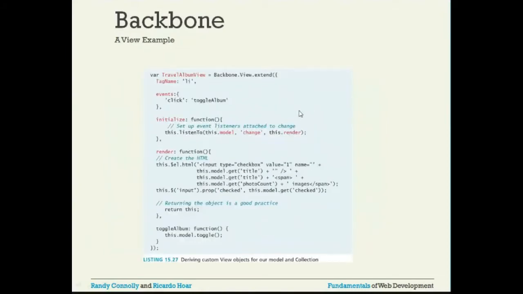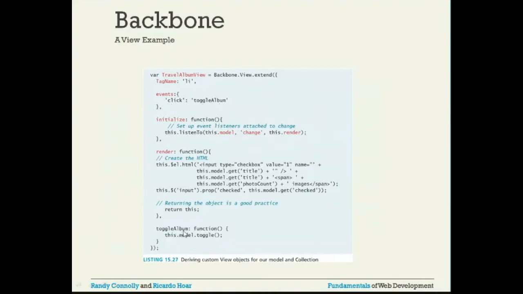This is the example of the view. How view is created by extending the backbone.view.extend, and the name of the view object is travel album view, and inside tag name li, events click toggle album. Whenever there is a click event, it is going to call the toggle album.